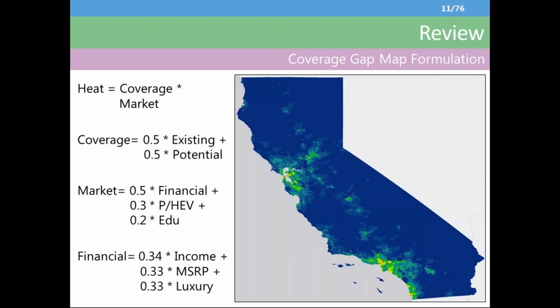And so that market assessment is one half of what we call the heat map or the coverage gap. In CHIT, the coverage gap, or this heat map, is assessed as the coverage times the market evaluation. You can see here the equations, where the market evaluation back in 2015 was 50% weighted towards these financial parameters, 30% weighted towards green vehicle adoption, and 20% weighted towards educational attainment level. And so this was the map back in 2015 for essentially where new stations would be preferable according to a coverage evaluation.